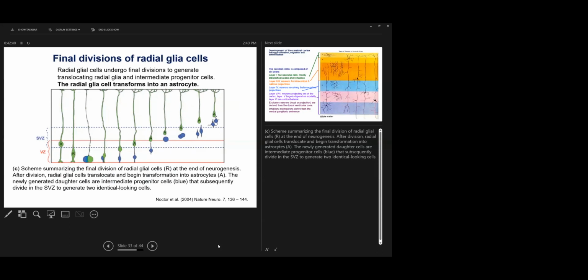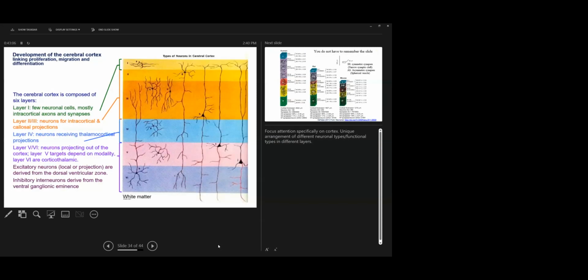Again, this is the summary, and finally after the division, the radial glial cell transforms into astrocytes. The final division of a radial glial cell is the transformation into astrocytes. Okay, so you have formation of neurons from the radial glial cells, and after that, finally the radial glial cell transforms into astrocytes. So this is how neurogenesis happens in the ventricular zone and subventricular zone of the developing mouse embryo.